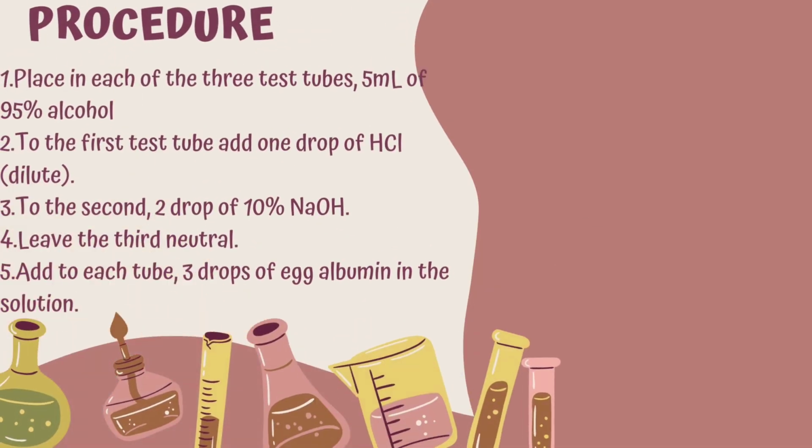Procedure. Step 1. Place in each of the 3 test tubes 5 ml of 95% alcohol. Step 2. To the first test tube, add 1 drop of hydrochloric acid. Then to the second test tube, add 2 drops of 10% sodium hydroxide. Then leave the third neutral. Step 5. Add to each tube 3 drops of egg albumin solution.